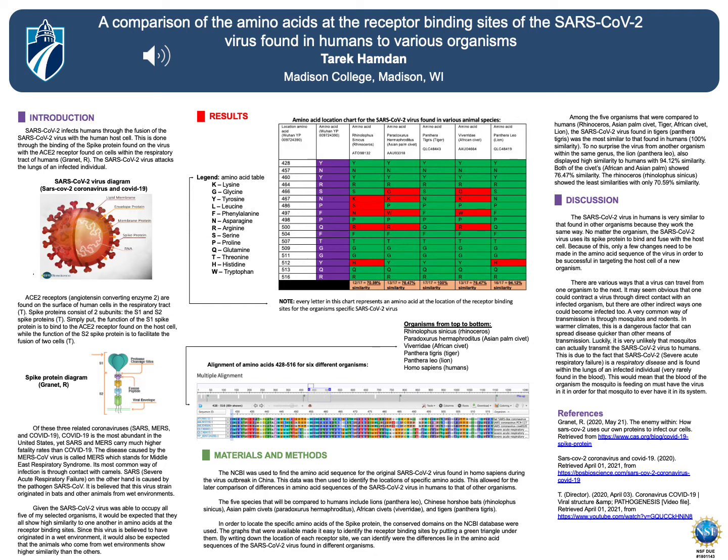The SARS-CoV-2 virus in humans is very similar to that found in other organisms because they work the same way. No matter the organism, the SARS-CoV-2 virus uses its spike protein to bind and fuse with the host cell. Because of this, only a few changes need to be made in the amino acid sequence of the virus in order to be successful in targeting the host cell of a new organism.